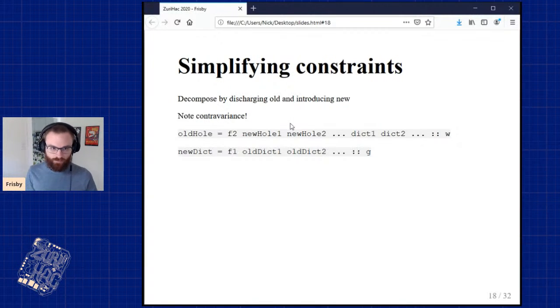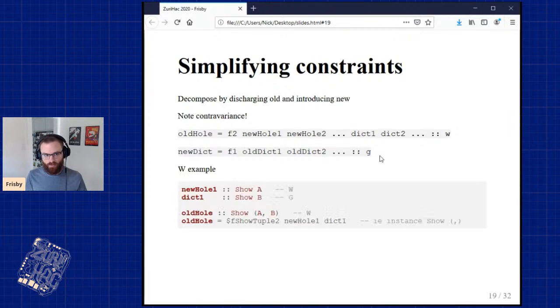This is sort of like sub-goals in proof theory. For givens, it's the opposite. And this is because givens and wanteds come from different sides of the implication arrow, and the implication arrow has a contravariance to its semantics. So in order to decompose a given, we actually do the opposite. If we want to introduce a new given constraint, we have to explain how we got the new given constraint from the old given constraints. So I'll give some concrete examples of both of these now.